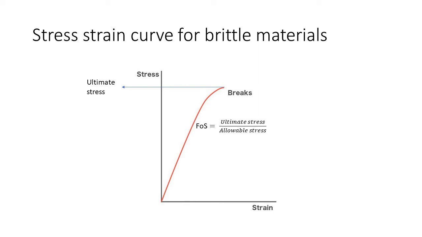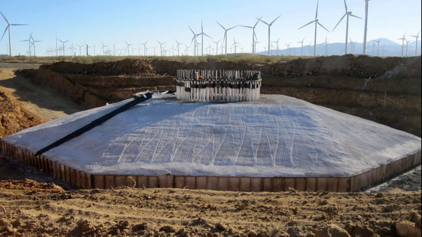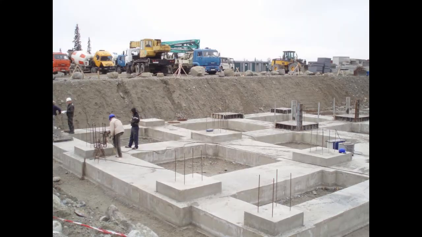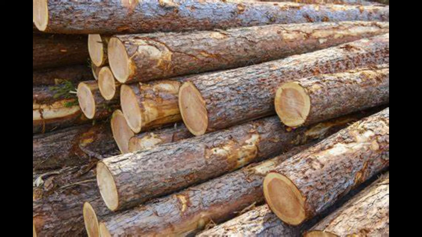Therefore, the ultimate stress of concrete is used to calculate the factor of safety for foundations of wind turbines, buildings, or any other concrete structures. Ultimate stress can also be used in materials with unidentified yield stress, such as wood.